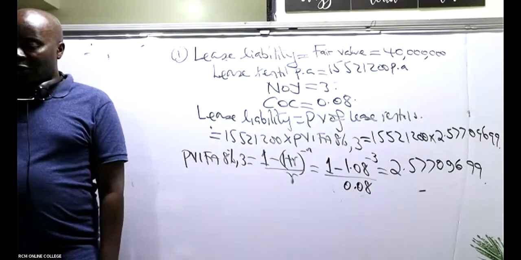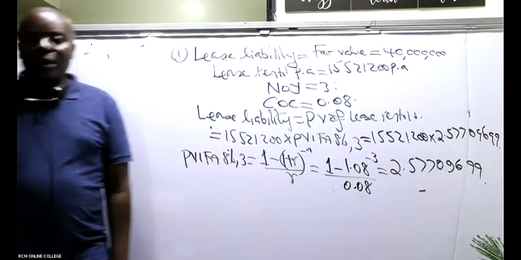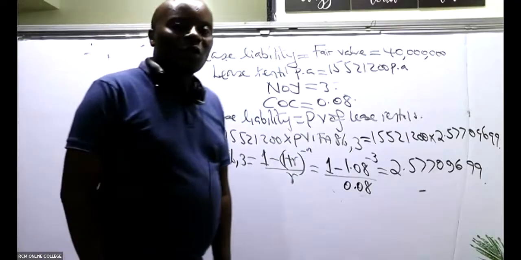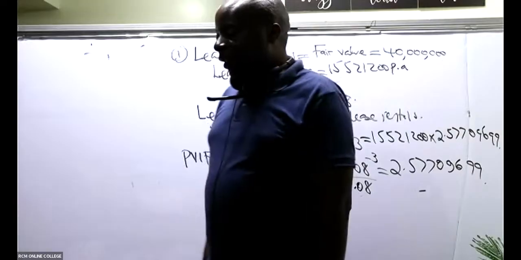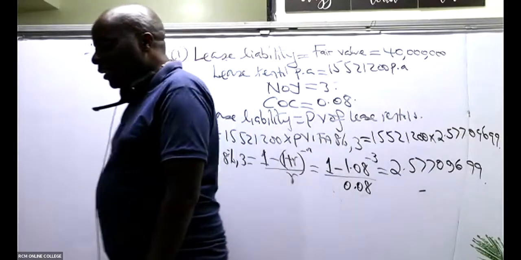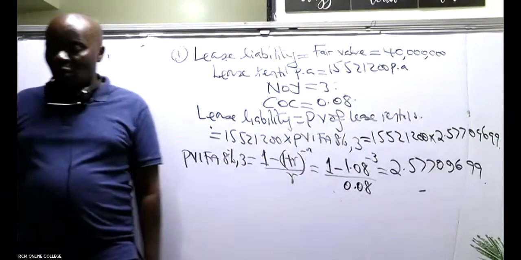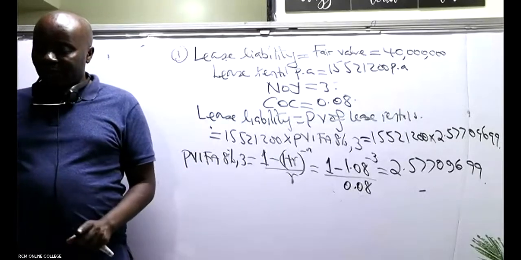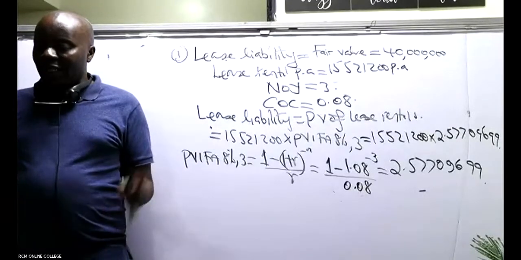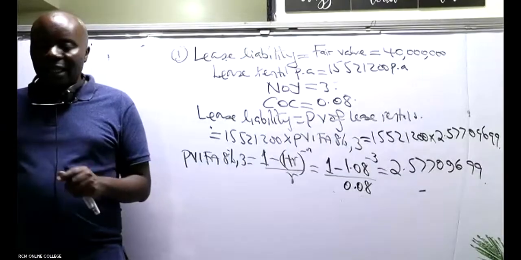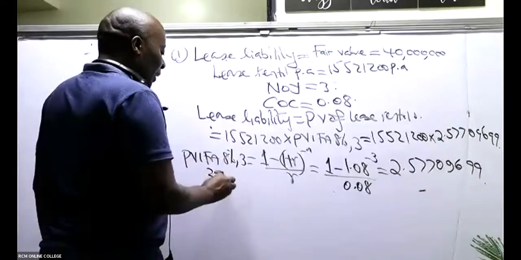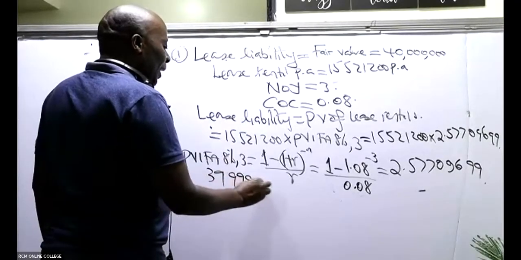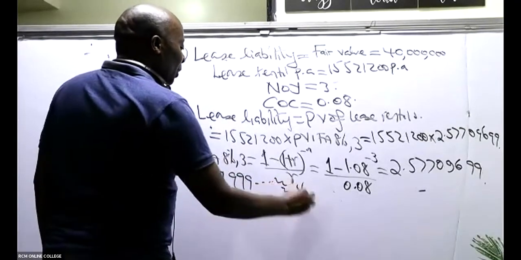This confirms that whenever the fair value of an asset is given, then that automatically will be the lease liability. So you're getting 39,900,000 and something like that. So we shall assume that this is approximately 40 million.